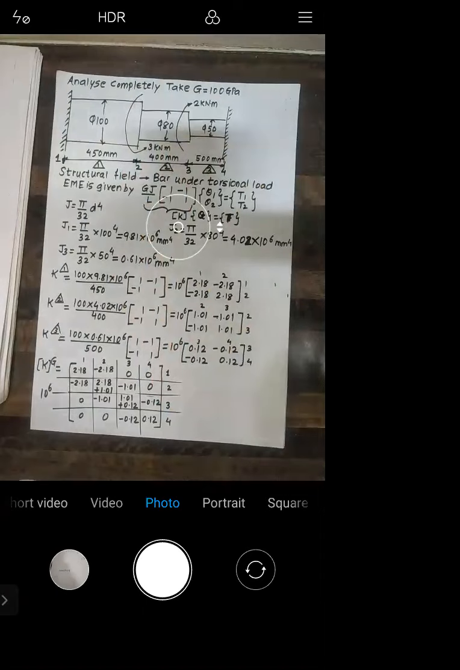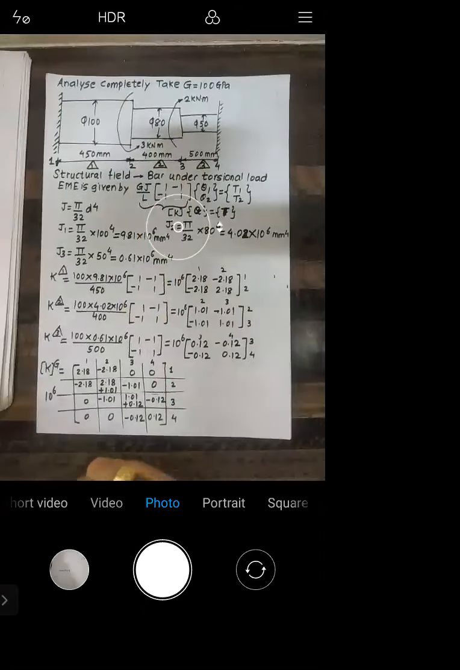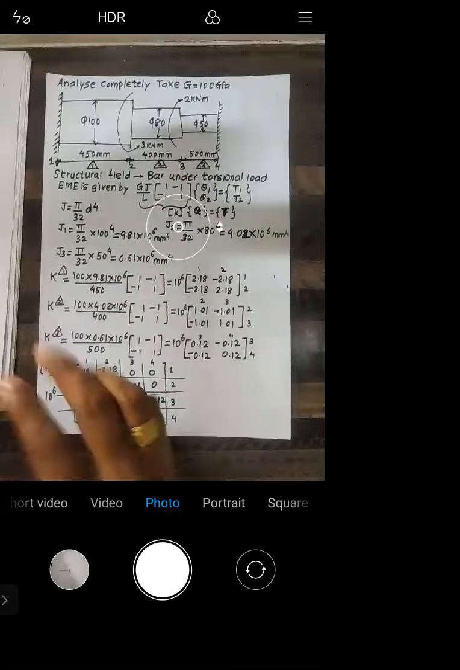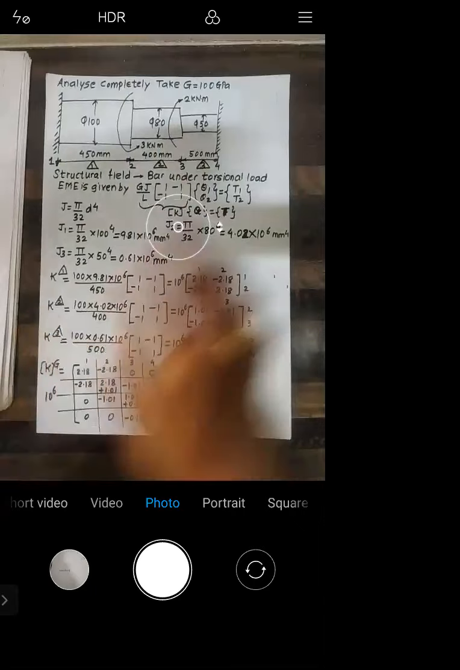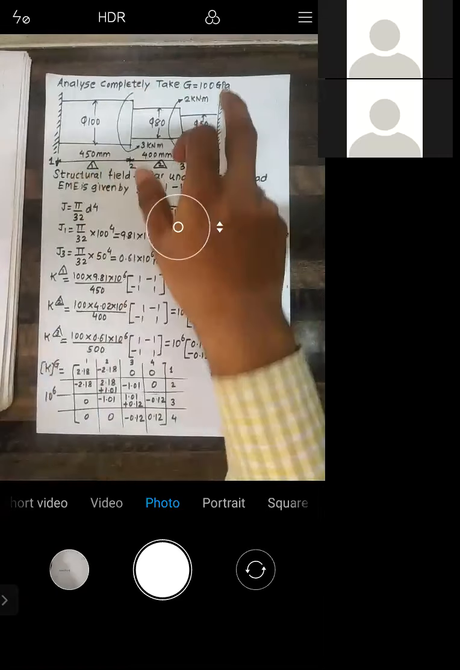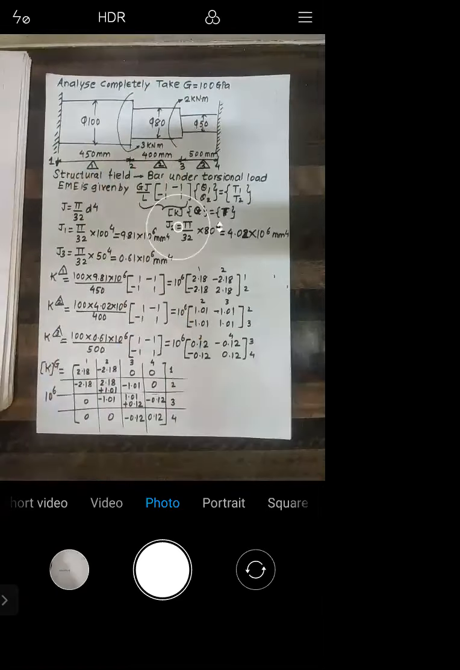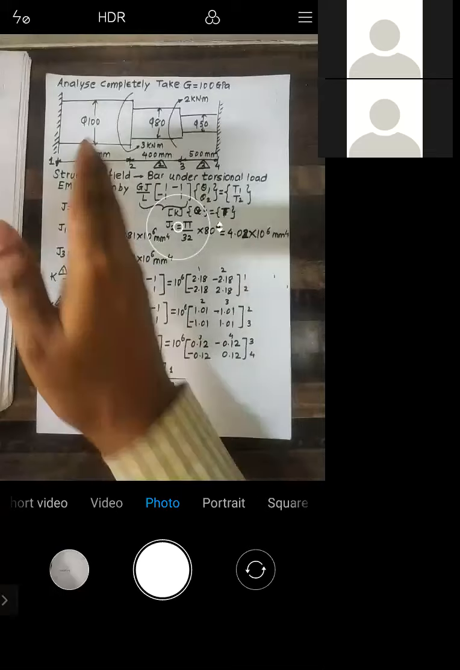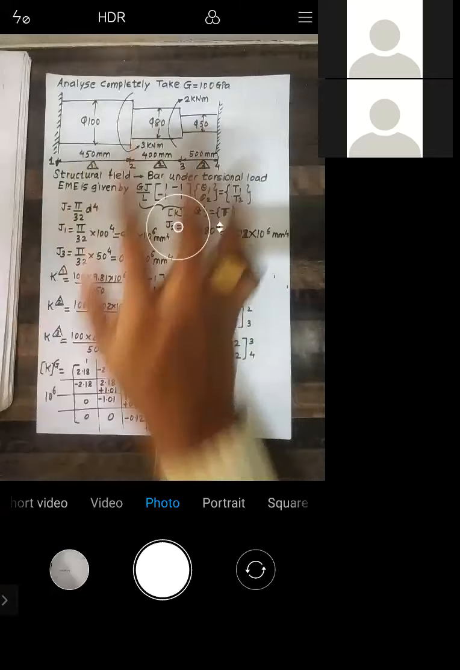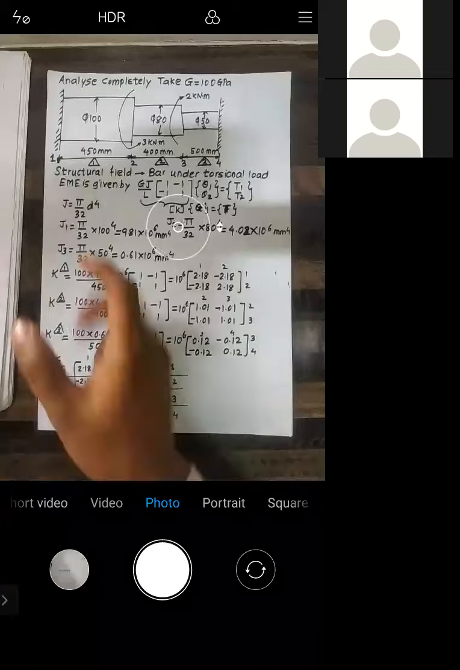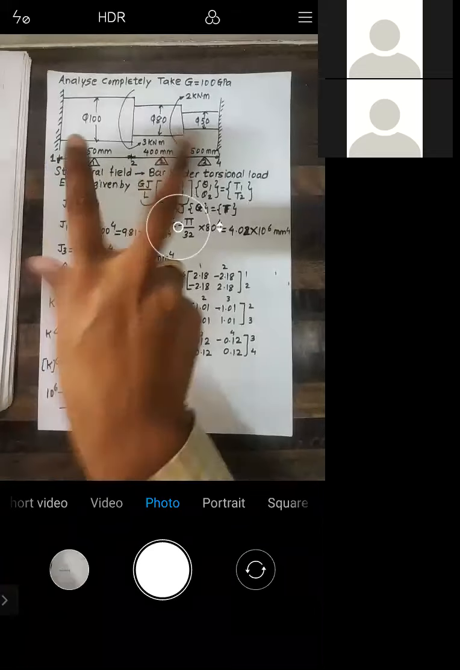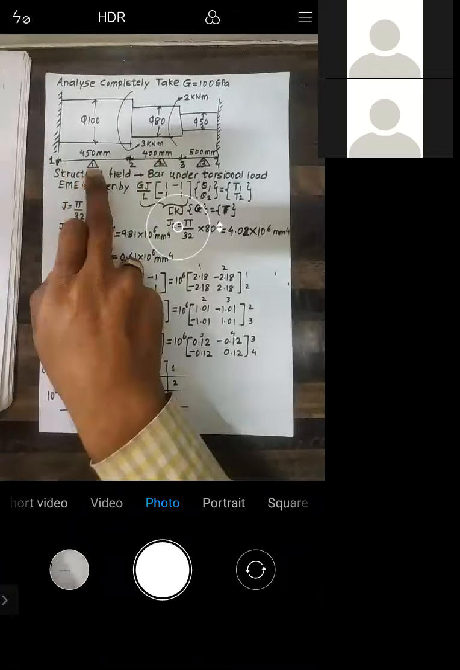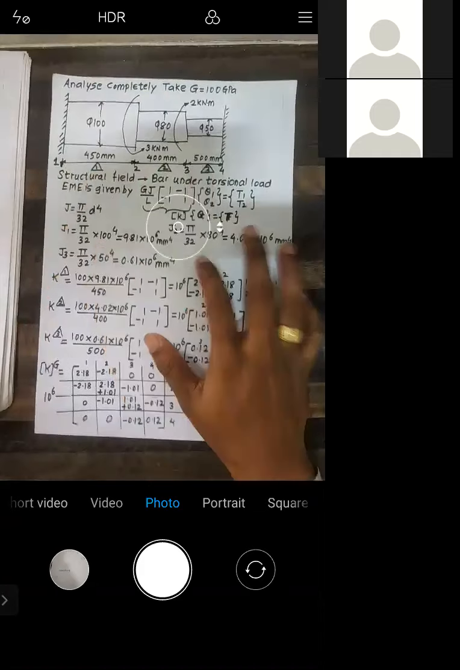So the very basic step in FEA is the discretization. There are 3 criteria for discretization. First is change in material. Here the material is the same because only one value of G is given. Next criteria is change in cross section. Obviously their diameters are different, so their cross sections will be different. Based on this criteria, we discretize this entire system into 3 elements: element number 1, element number 2, element number 3.